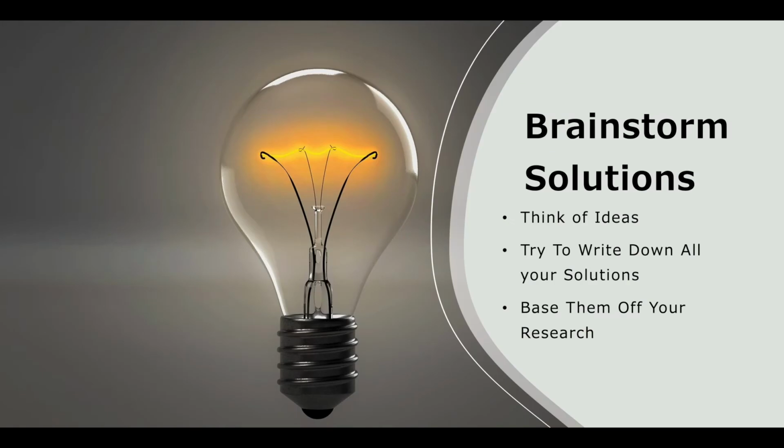So now we know what our problem is. We know a lot about it, and we know our requirements and materials. Now we can start brainstorming some solutions. So first we need to think of some ideas. Try to write down all your solutions. And once you've written them all down, based off your research, of course, then you can start picking like 5, and then later you can narrow it down until you have a solution that you think is a good solution that will work.